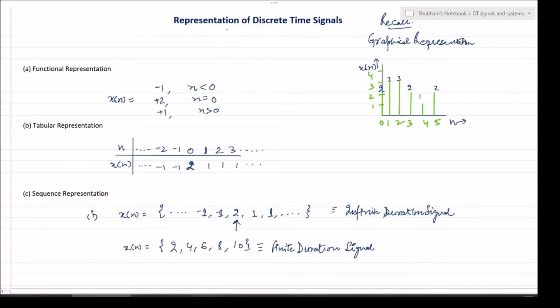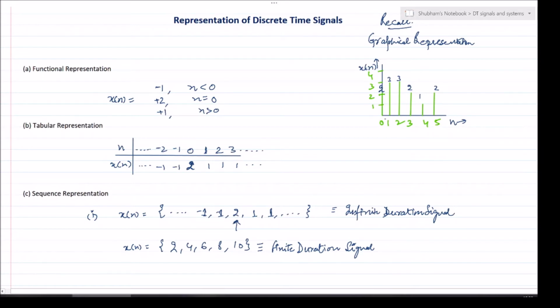Today we are going to learn about the representation of discrete time signals. In the previous lectures, we have seen what a discrete time signal is, and we have also reviewed the concepts of signals and systems. We have seen the representation of a discrete time signal as a graph. On the right hand side, you can see this graph which denotes n, which is the sample number, and x[n], the amplitude, is dependent upon the sample number.